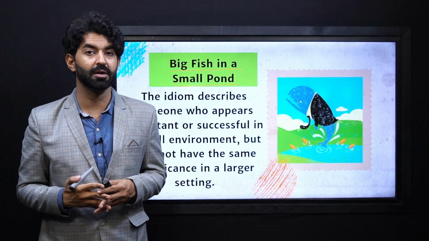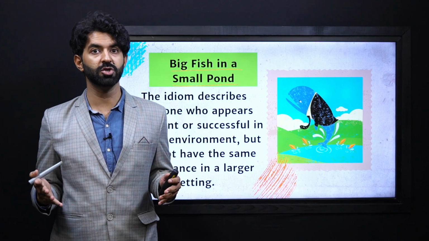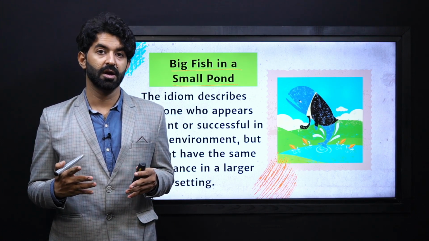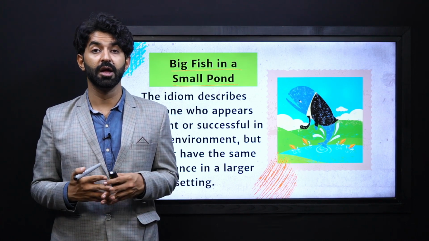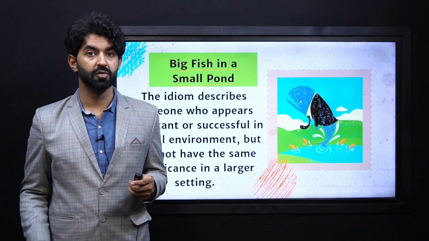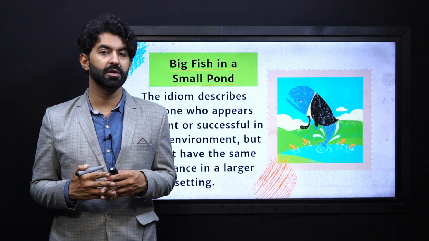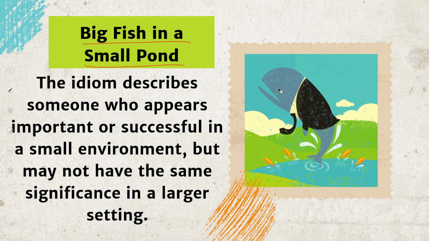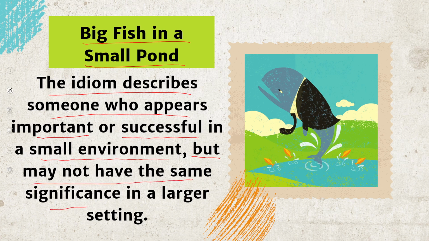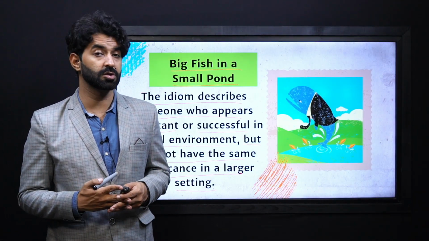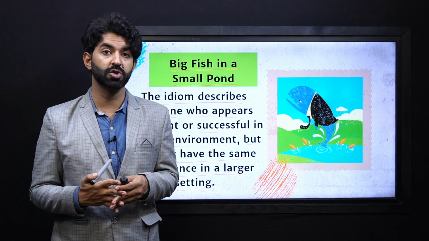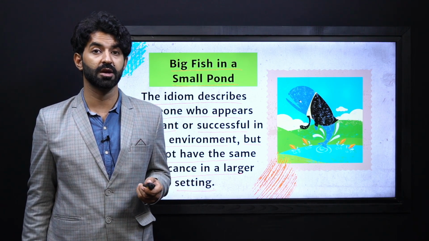Now, think about it, my dear learners. What would happen if there is a big fish in a very small pond? Yes, the fish will face difficulty in moving and in living. So, can you relate this idiom with a similar situation? Let's go through the explanation. The idiom describes someone who appears important or successful in a small environment but may not have the same significance in a larger setting. So, if you come across this situation or if you want to say something like this, you could just use this idiom, a big fish in a small pond.